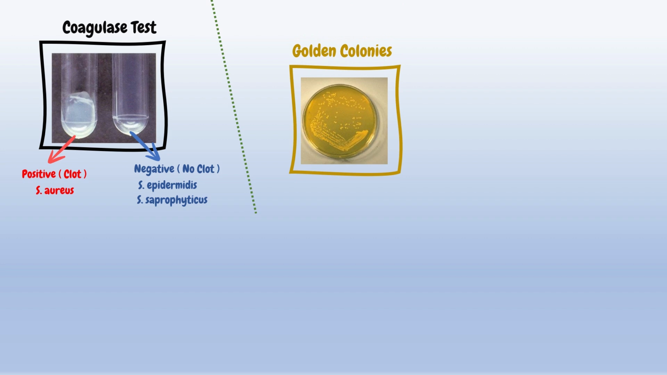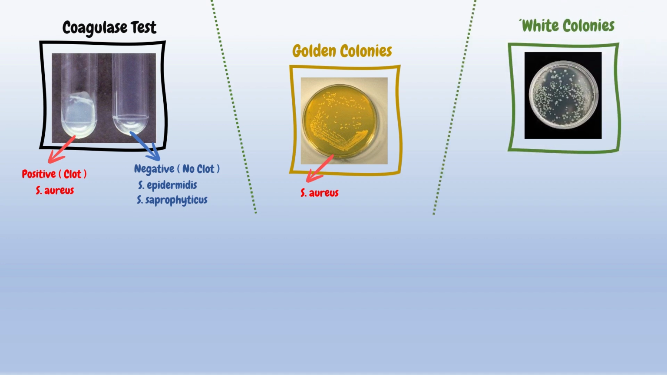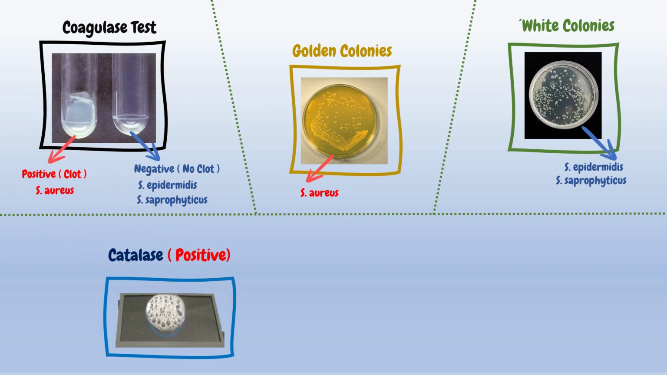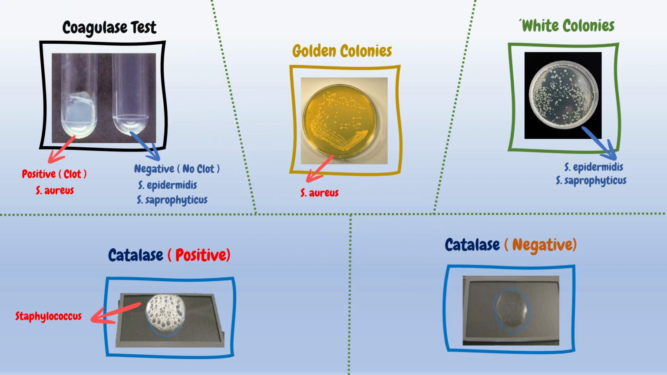This Petri dish shows golden colonies, and we have studied that Staphylococcus aureus produces golden colonies due to carotenoid pigment called staphyloxanthin, while this Petri dish shows white colonies in case of Staphylococcus epidermidis and Staphylococcus saprophyticus. We have also discussed catalase. This is a positive catalase test, and we also know that it occurs in case of Staphylococcus. But the catalase test is negative in case of Streptococcus.